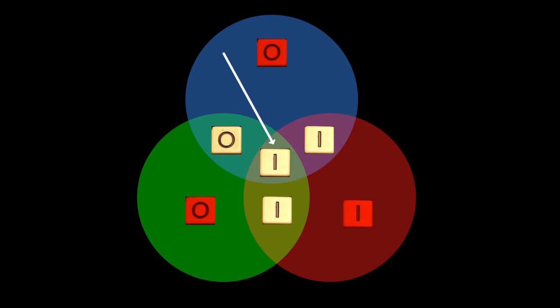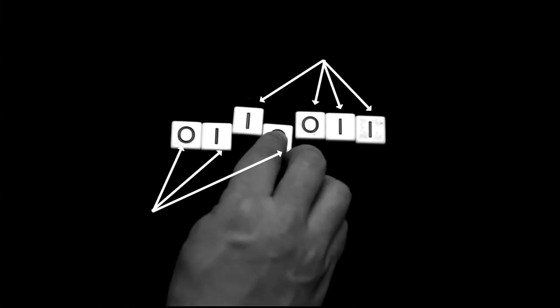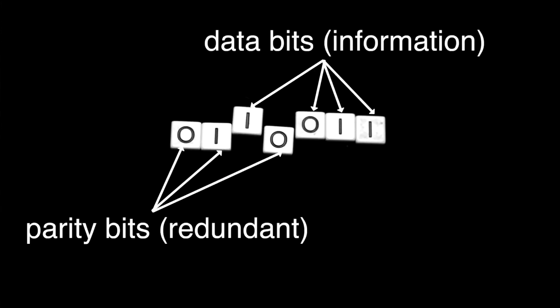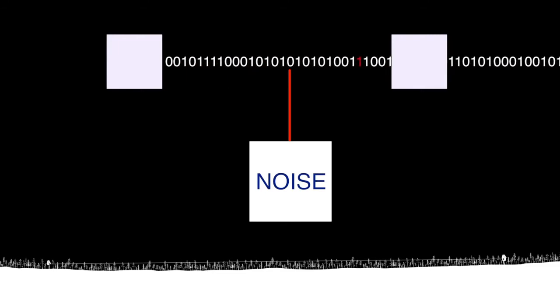The additional parity bits are known as redundant bits because they don't carry any new information. And all error correction codes work this way. They all increase the size of the source messages slightly at the expense of automatically correcting errors. We also use error correction codes for storage.